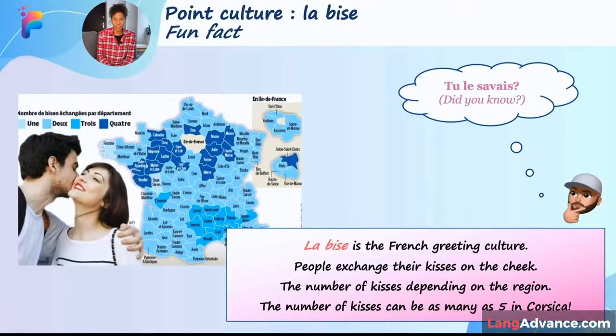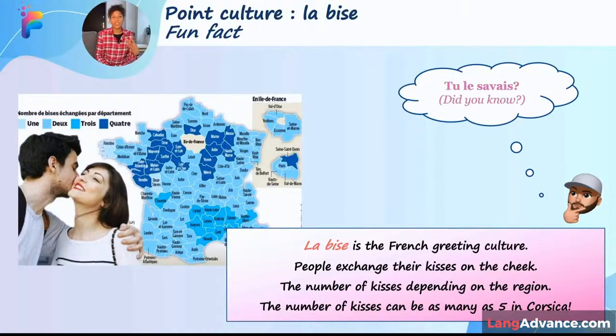Let's see our cultural point. You might have heard of it. In France, we have a greeting custom. It's called la bise. When we see each other, we kiss each other on the cheeks. Depending on the department you're from, the amount of kisses is not the same. For instance, me in Finistère, we only give one kiss, which makes it really easy. But if you go somewhere like Corsica, they might give up to 5 kisses.